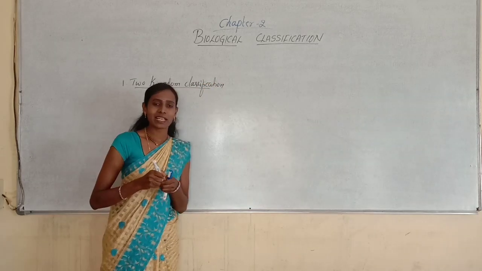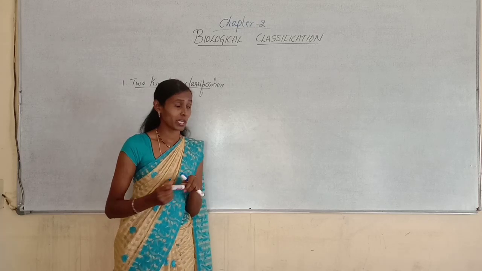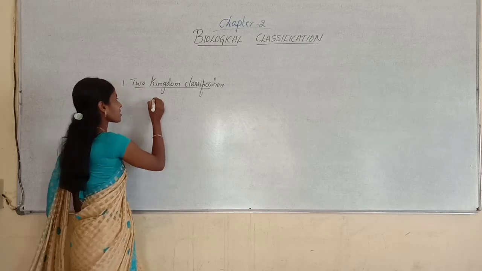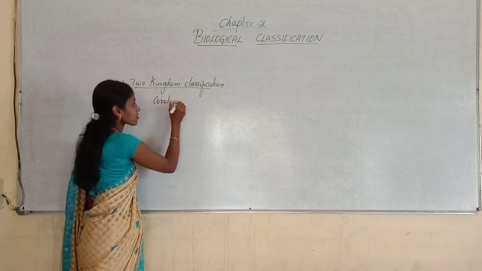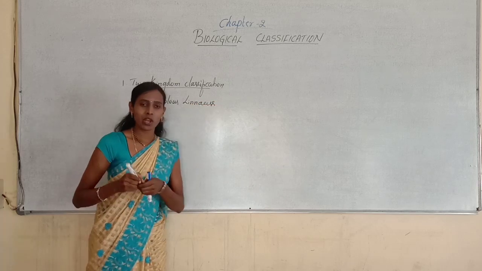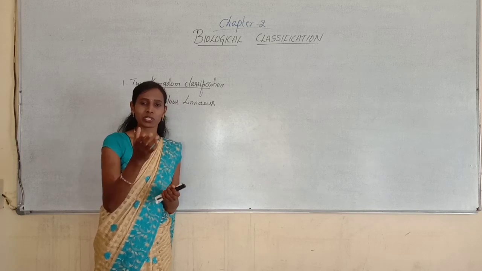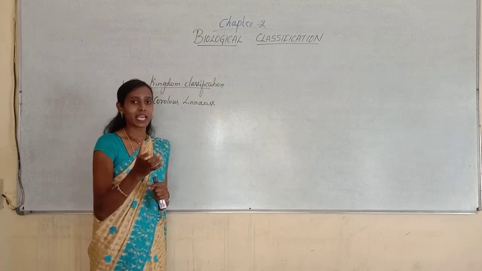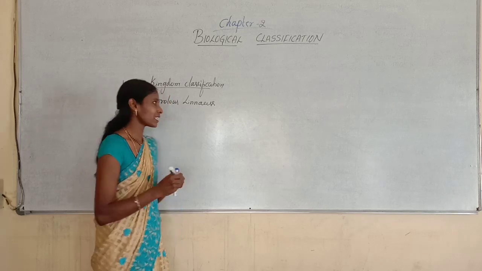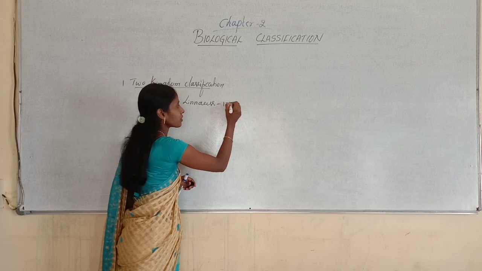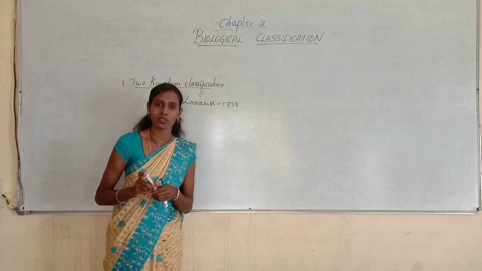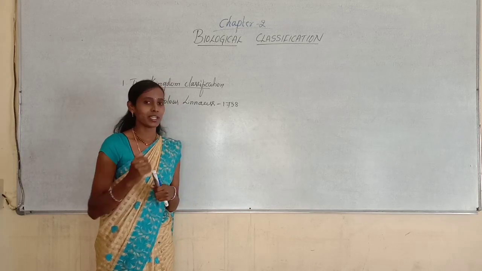These systems of classification, or kingdoms of classification, are very important. This two kingdom classification was proposed by a scientist named Carolus Linnaeus. I think you are all familiar with Carolus Linnaeus, whom you studied in the first chapter of Living World. The two kingdom classification was proposed by the famous scientist Carolus Linnaeus in the year 1758. Carolus Linnaeus is regarded as the father of taxonomy or classification, that you already studied.